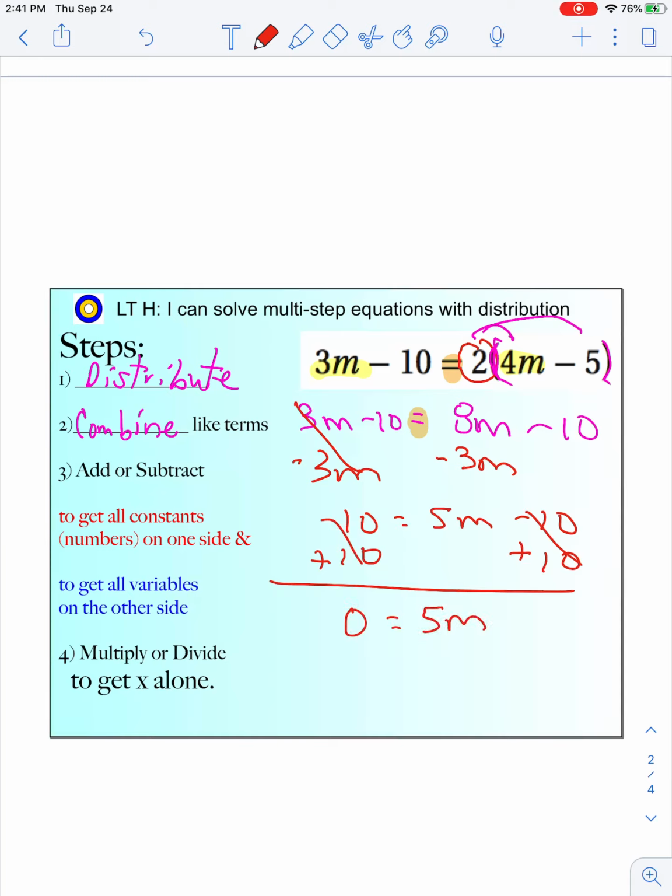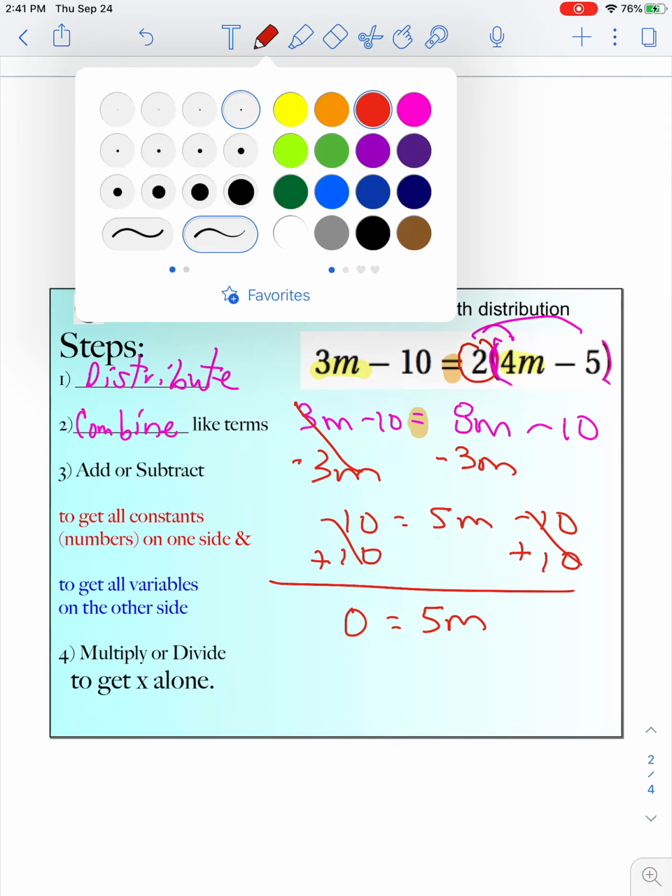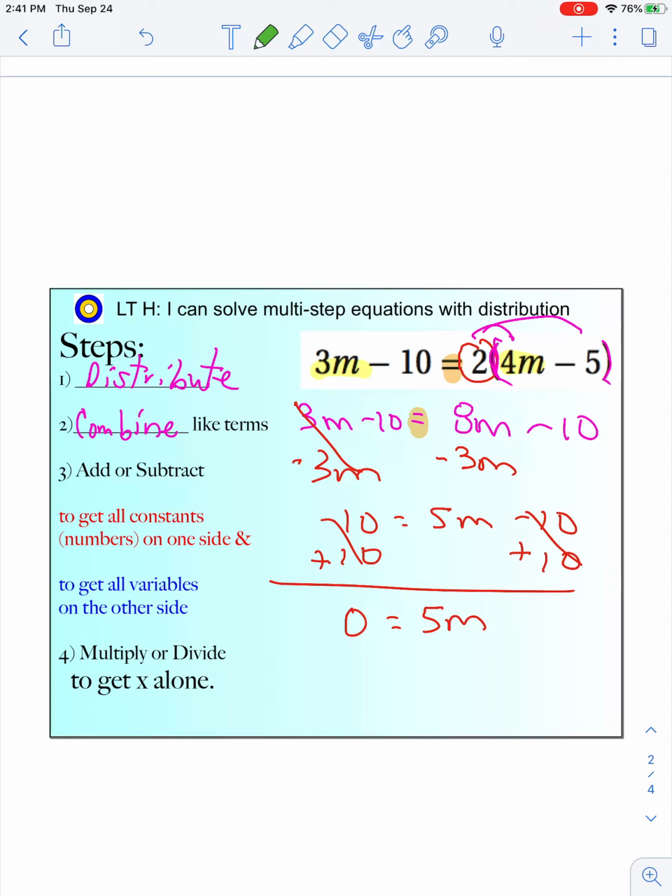And you might be thinking, well, that can't be, I must have made a mistake. But you really didn't, because all that's happening here is, here's our multiply or divide to get x alone.